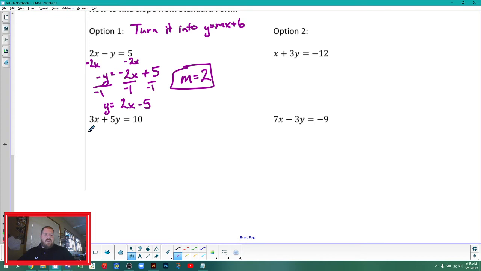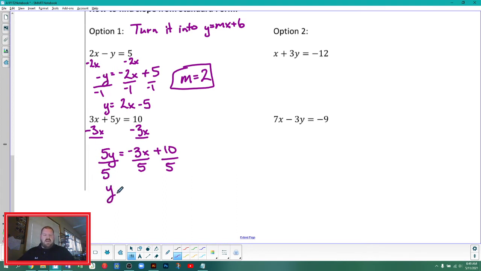I want to solve it for y. I want to get y by itself. So I'm going to subtract the 3x. And then I get 5y equals negative 3x plus 10. And then I'm going to divide everything by the number multiplied by y, which is the same thing I did up above, but the number multiplied by y was just negative 1.